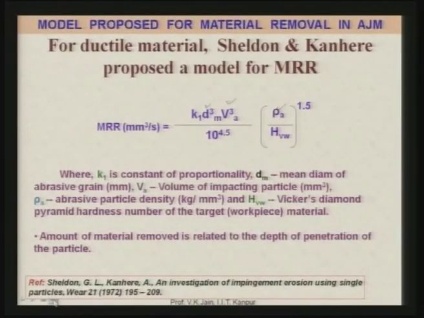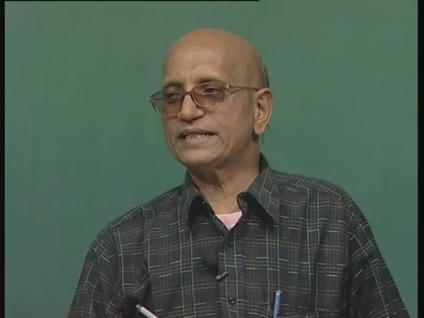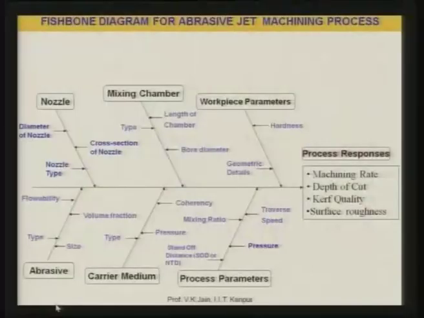Now, this paper appeared in the International Journal of Wear in the year 1972. It is important to understand the effect of various process parameters on the performance of the AJM process. That is why I will give you a brief of parametric analysis of the AJM process. Now, this is the fishbone diagram for the abrasive jet machining process, where you can find the different parameters which really affect the response in case of the process performance. So, let us start from here.